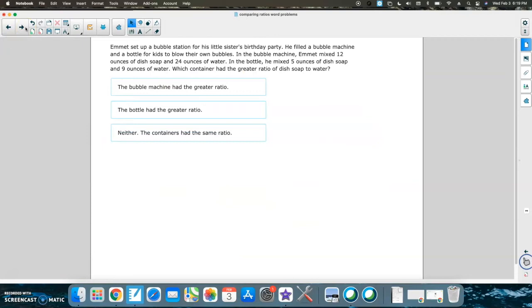Emmett set up a bubble station for his little sister's birthday party. He filled a bubble machine. B for bubble machine. And a bottle for kids to blow their own bubbles. And so we have a bubble machine. And we have a bottle. Okay.